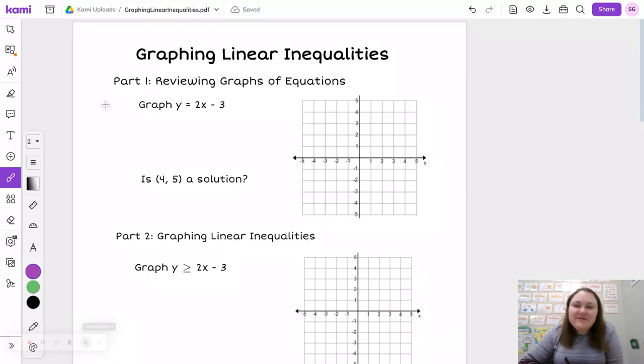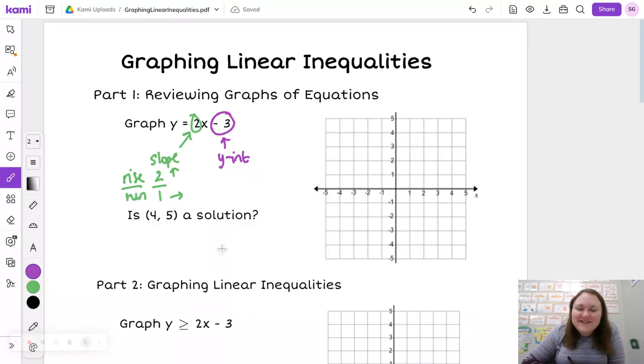The first part of this, and what's going to be an important skill for today's lesson, is being able to graph equations. So this first part is a review. I encourage you to pause this video now and graph the equation y equals 2x minus 3. It'll be good practice for what we're doing today.